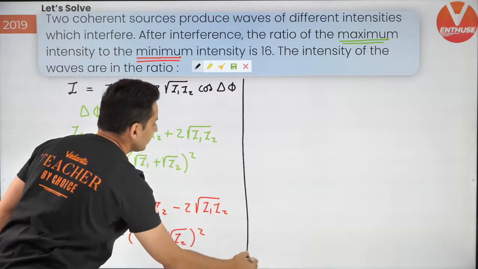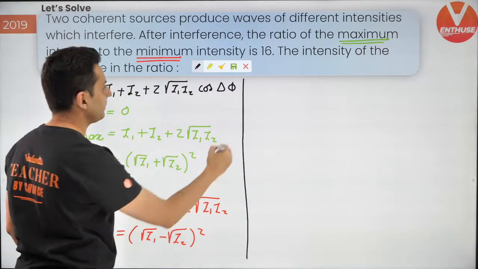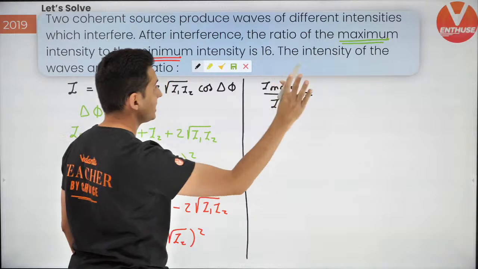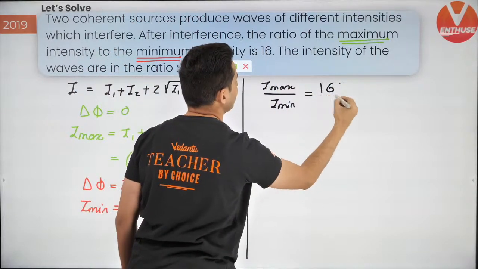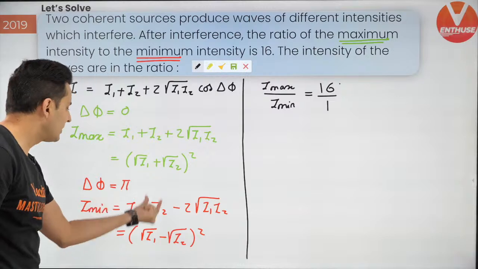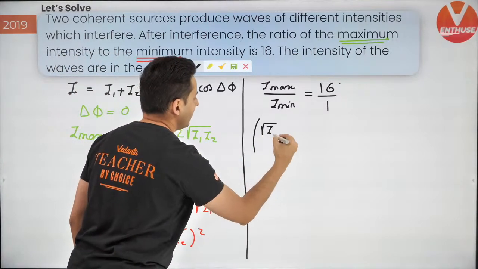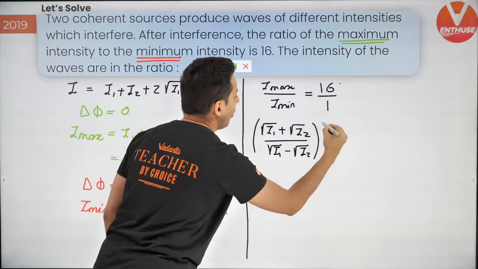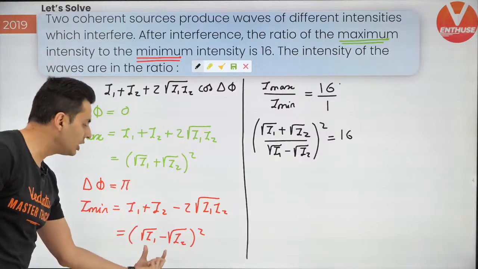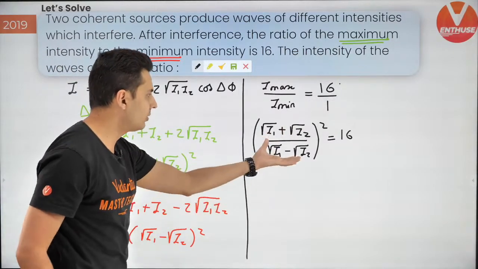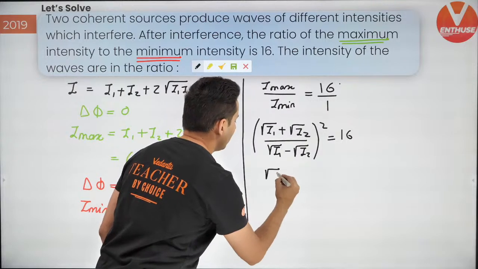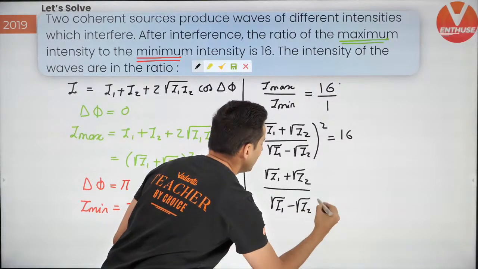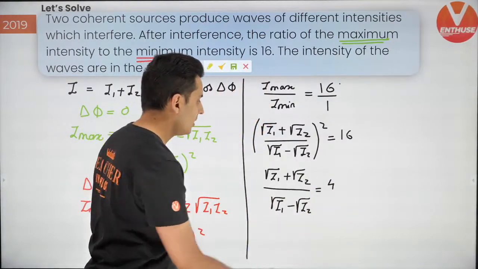Now, according to the given question, they have given I max by I min, which is given to be 16, so 16 is to 1. So it will be root of I1 plus root of I2 divided by root of I1 minus root of I2, whole square, is 16. I've just substituted it here. So I'm going to get root I1 plus root I2 divided by root I1 minus root I2 is going to be 4. All right, 4 by 1.